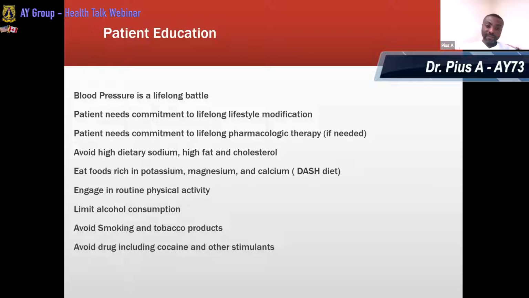Most of this stuff, I believe, will be tackled by George. Try to avoid any illicit drugs and other stimulants.